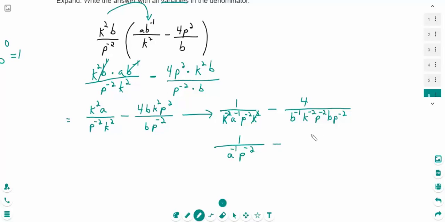And then over here, we still have our 4 in the numerator. And that's going to be over, let's see, we have a b to the negative 1. We have a b to the positive 1. So again, those are going to eliminate each other. And then we've got a k all by itself. There aren't any more, so we'll just do k to the negative 2. And then we've got p to the negative 2 times p to the negative 2. Well, that's going to give me p to the negative 4. All right, so now we have it written with all of our variables in the denominator, and it's as simplified as we can get it. There's nothing else that we can do here. So this is going to be our solution.